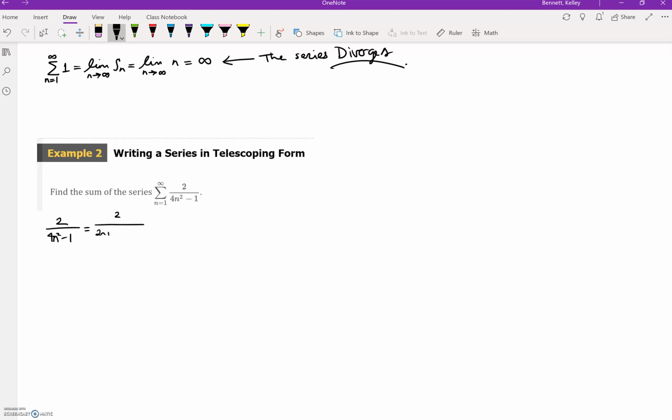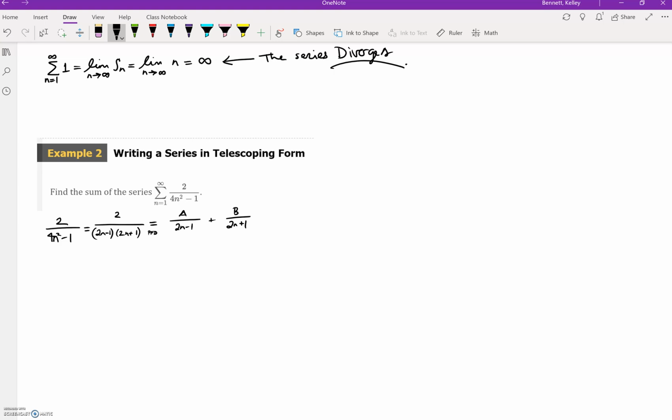So I'll have 2n plus 1 and 2n minus 1. Or rather, let me do it the way that I did it in my scratch work so I can stay on track. So 2n minus 1, 2n plus 1. And by partial fraction decomposition, I know I can write this as A over 2n minus 1 plus B over 2n plus 1. And now I'm going to solve for my coefficients A and B.